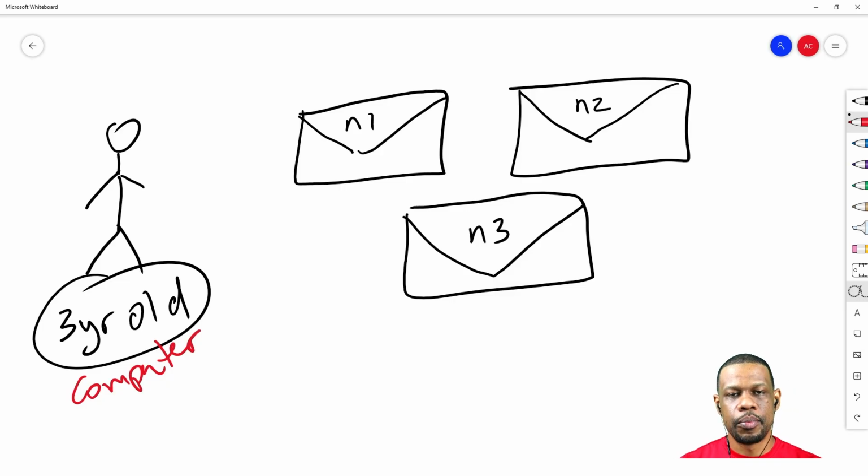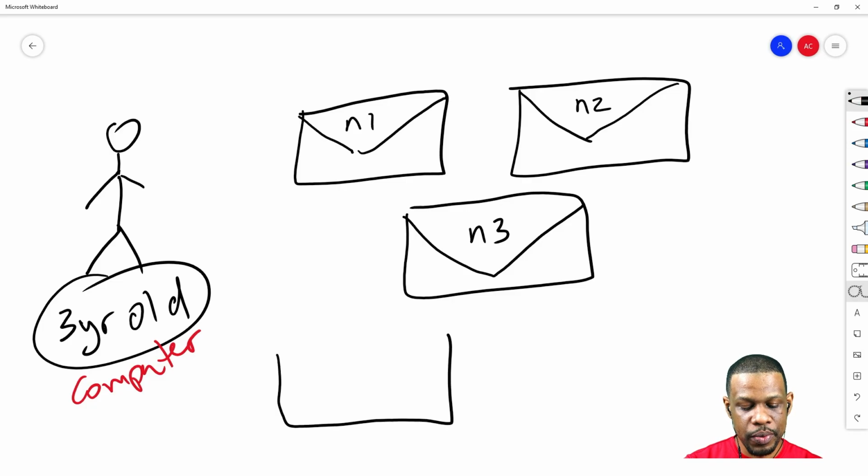So I'll say to the computer, which is a 3-year-old child, I'm going to give you 3 envelopes: N1, N2, and N3. Because the child doesn't know what's inside the envelopes, the child will just take the 3 envelopes. Then I tell the computer, I'm going to give you a next envelope, and the name of this envelope is going to be called sum.